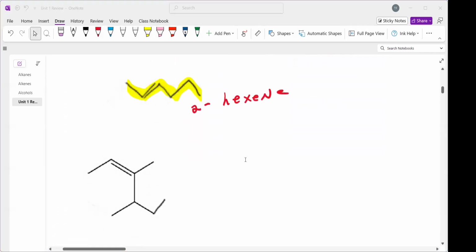Okay, let's go to the backbone. Now the double bond is in there. We have to include that on the backbone. No choice. 1, 2, 3, 4, 5, 6. 1, 2, 3, 4, 5. Okay, so it's 6. So it's a hexene then.